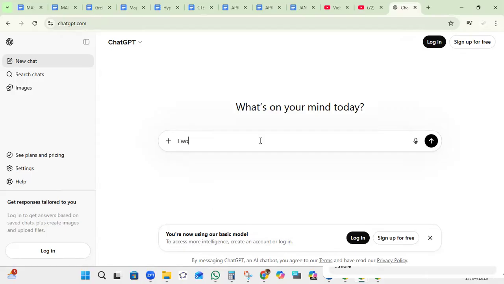I would like the rules for the topic transformation, or rotation. Let's see what it gives us.